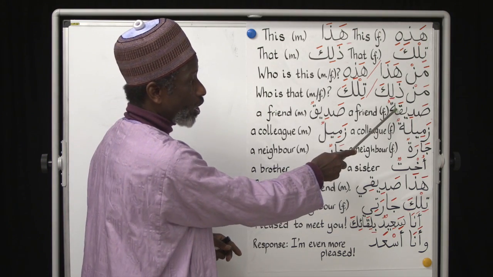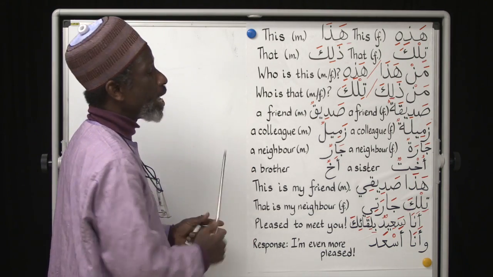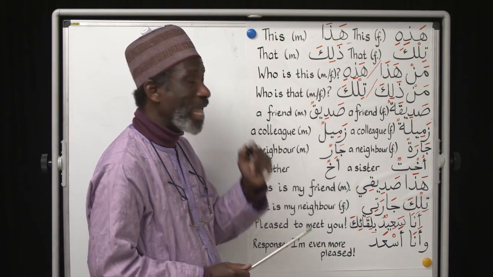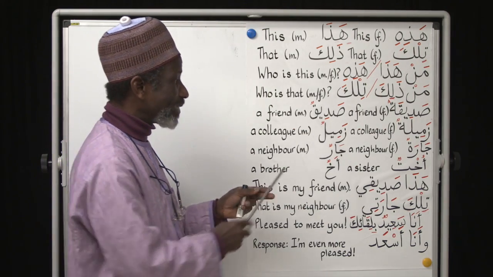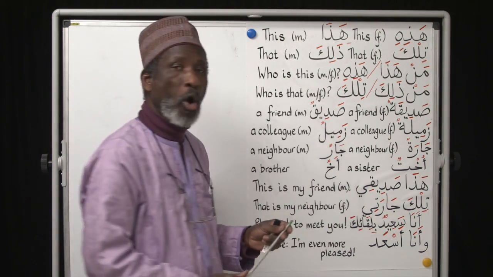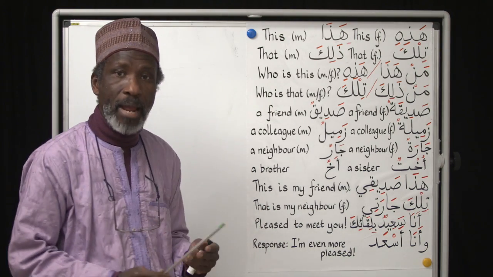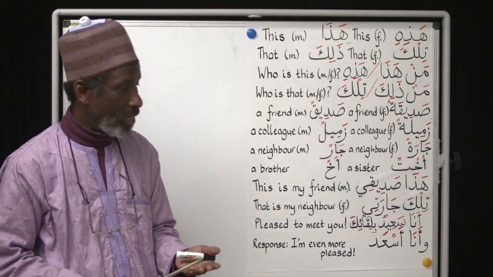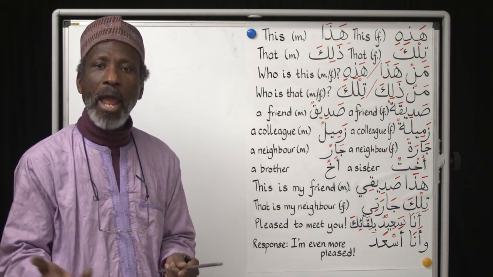You have sadiqatun, that means a female friend. Sadiqun, a male friend. The same principles you learned earlier on. Sadiqun, that's a male friend. Sadiqatun, a female friend. Zamilun, a colleague, that's a male. Zamilatun, a colleague, female. Jarun, a neighbor, that's a male. Jaratun, a neighbor, feminine.